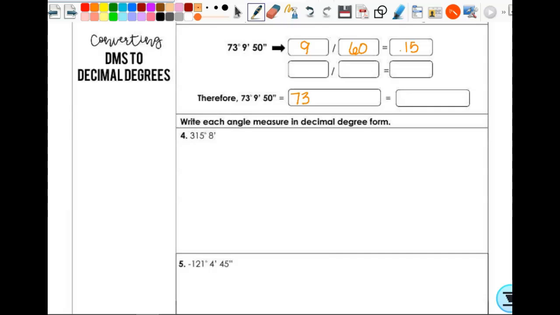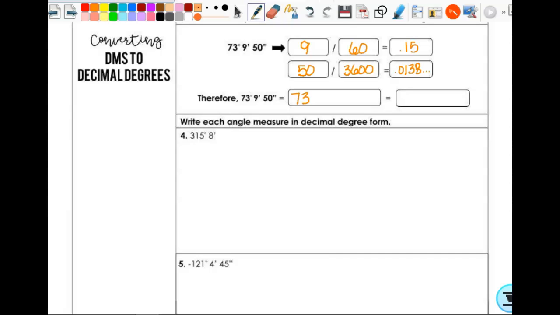My seconds, which is 50, that actually got multiplied twice. Remember, that was in my second step. So I'm not going to divide by 60. I'm going to divide by 60 times 60, which is 3,600. And when you do that here, you actually get a continuous decimal. It's something like 0.0138, blah, blah, blah.